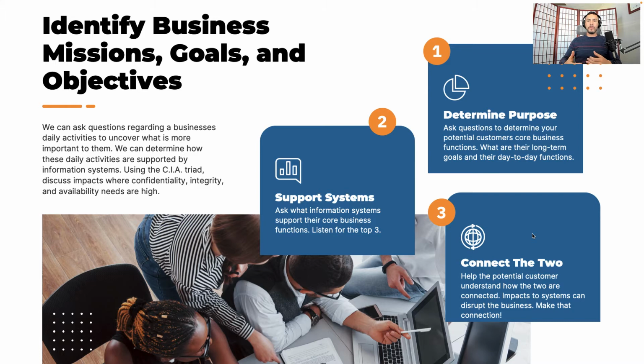Ultimately, what we want to do is connect the two. We need to bring awareness to the potential customer, the potential client, that their goals, objectives, and functions are entirely supported by information systems. And as we know, using any sort of IT system or information system comes with a set of information technology risks. So we can start identifying what impacts may happen if there is a compromise to a system that's really critical. And we want to think about the CIA triad when we identify those systems.